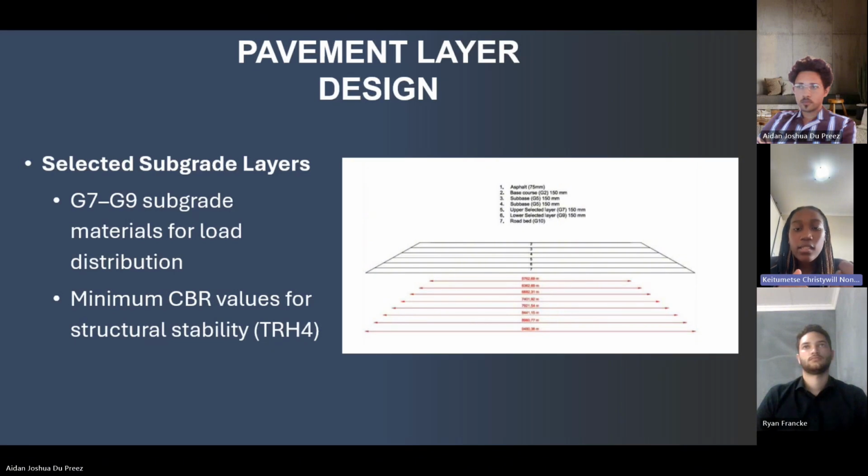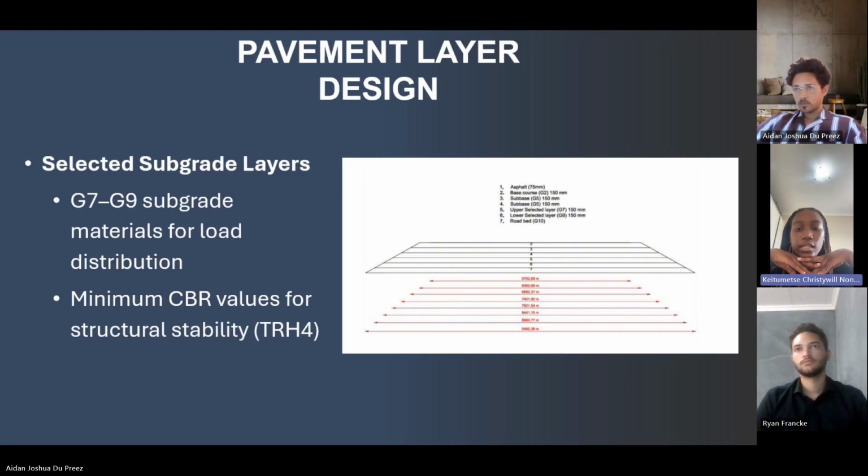Their purpose is to enhance the load-bearing capacity, distribute stresses, and provide stability to the upper layers. In this project, the selected subgrade is divided into two parts, the upper selected and the lower selected subgrade layers. The material here is a G7 subgrade for the upper selected subgrade layer, and it consists of coarse-grained soil. It has a CBR requirement of 20 to 25% to provide sufficient stiffness and prevent excessive deformation under traffic loads, the thickness being 300 millimeters.